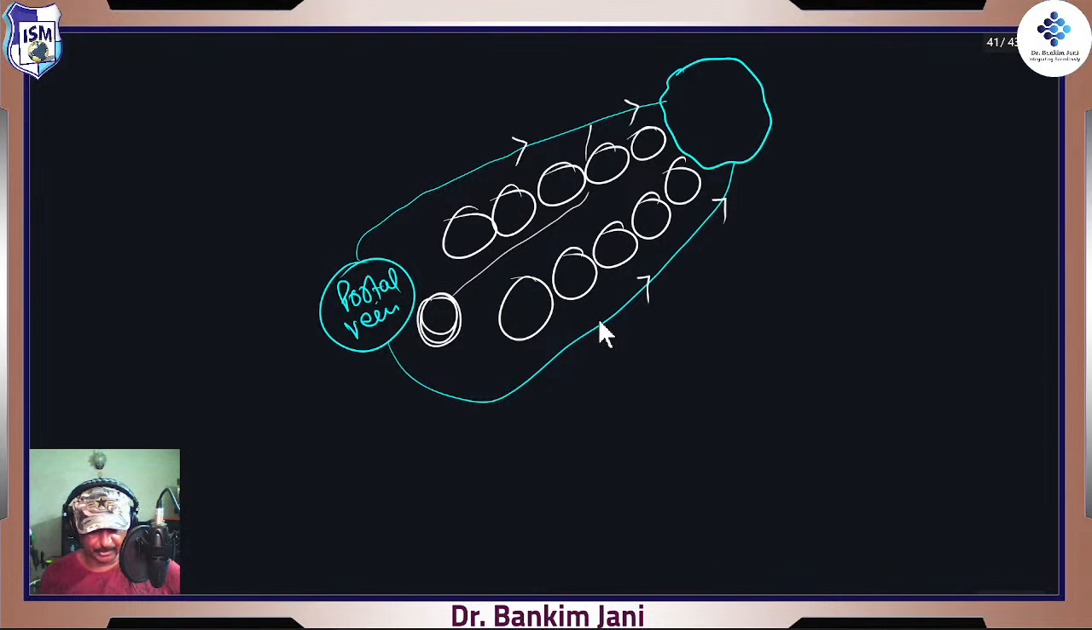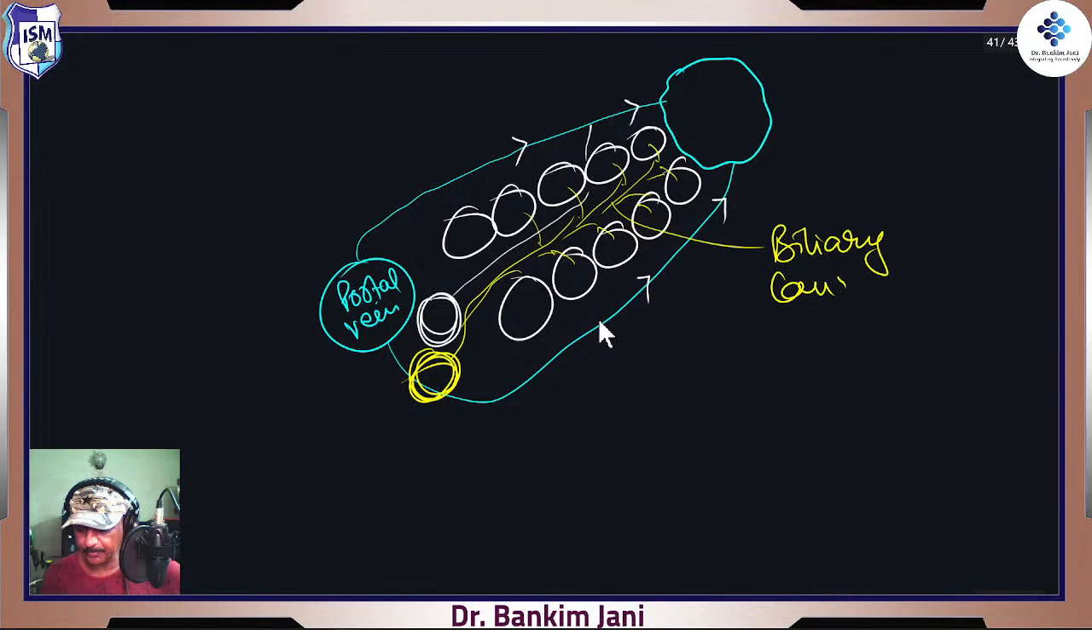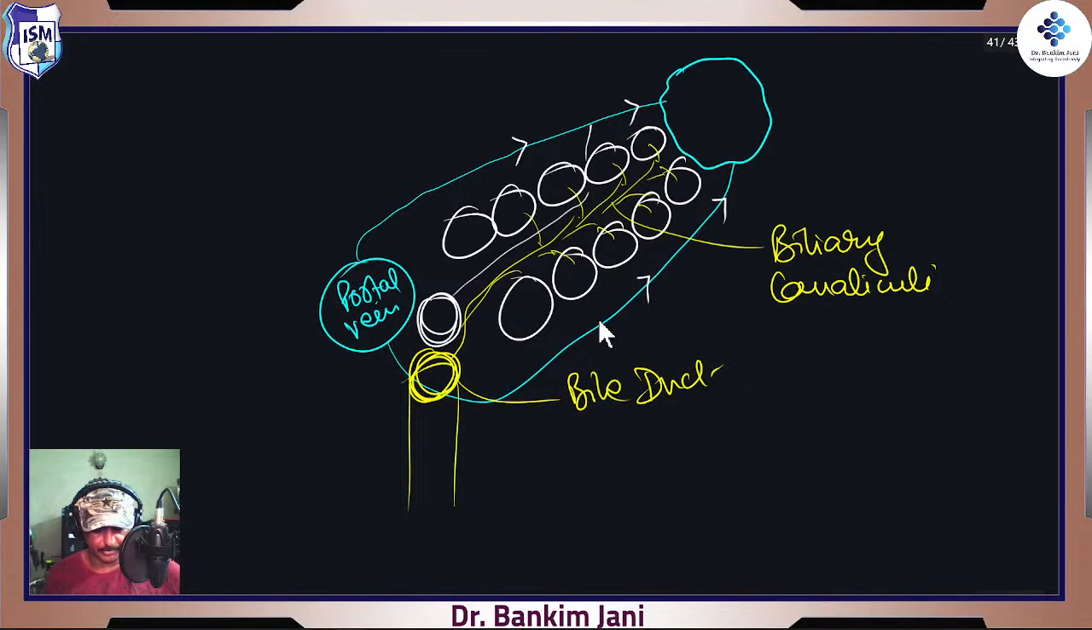And there is one more structure, this is the bile duct. The biliary canaliculi all come from here. Why so? Because it is in this portion that every hepatocyte will be releasing bile, and that would be collected by the biliary canaliculi, and it is coming into this bile duct. All of them are arranged like this.